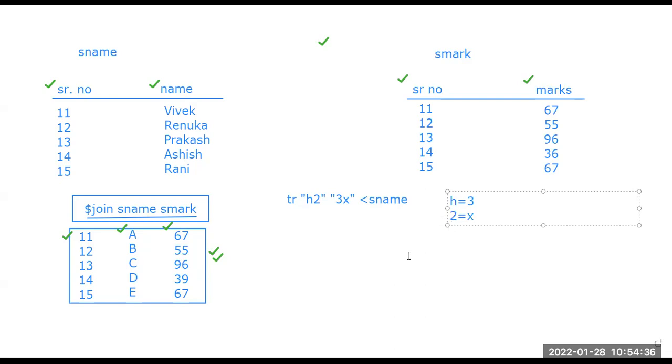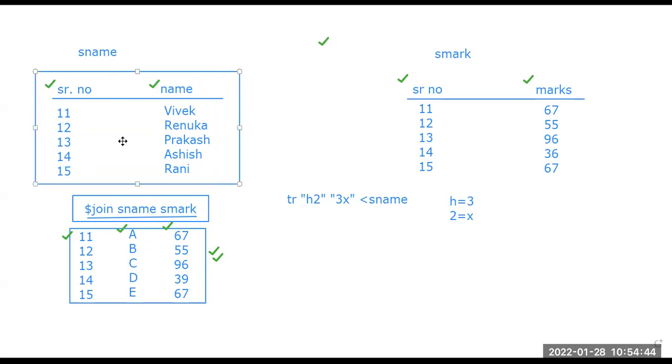H will be replaced by 3, T will be replaced by x in the file name of S name. Now this S name is the whole S name table. If we go for the output of this particular scenario, what will be the output? Suppose serial number and name. Now the values say translating h2, h2 and 3x. So h will be translated with 3, 2 will be translated as x.